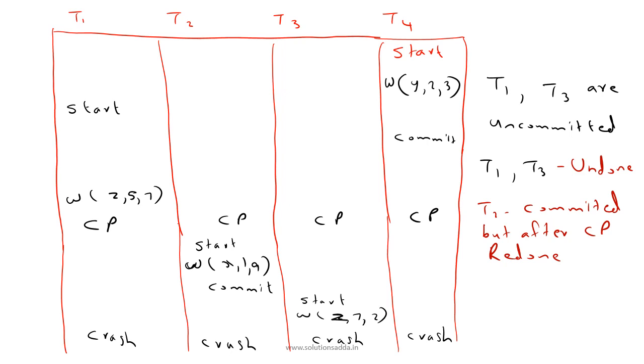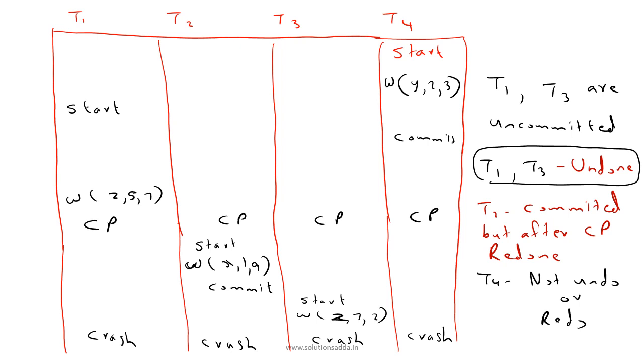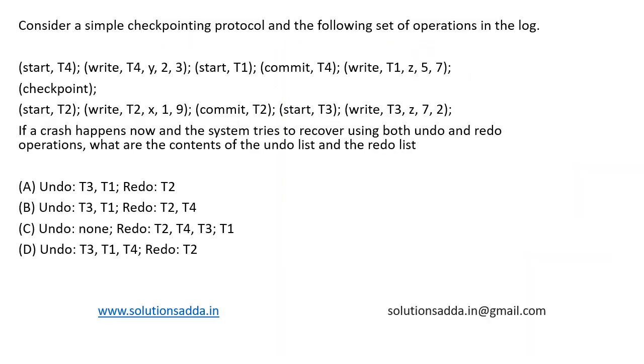As T4 is already committed before the checkpoint, it neither comes in the undo list nor the redo list. T4 is not undo or redo. So the list is as follows. T1 and T3 are in the undo list and T2 is in the redo list. So let's see the options. From the options, we can say that Option A, that is T3 and T1 in the undo list and T2 in the redo list, is the correct answer. Option A is the right choice.